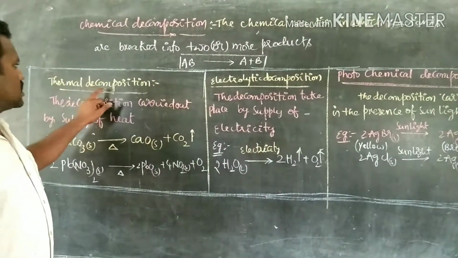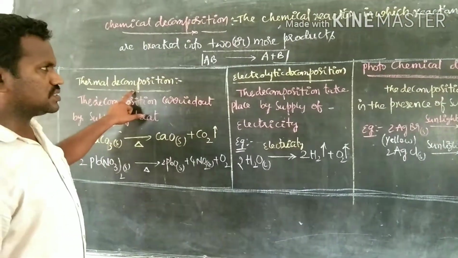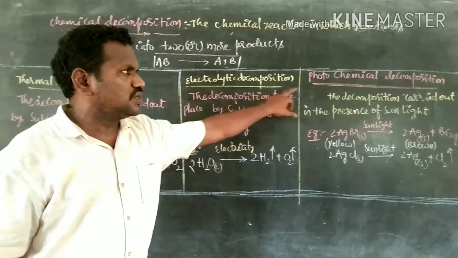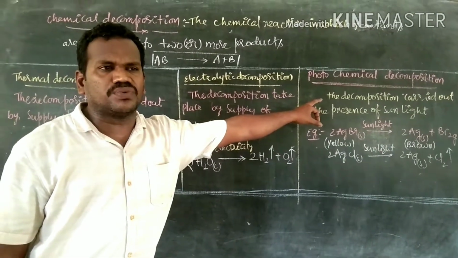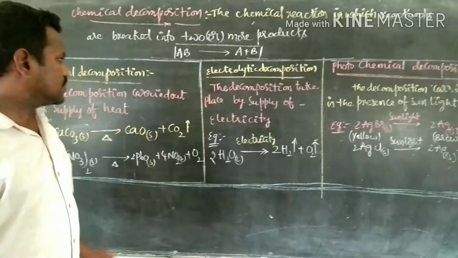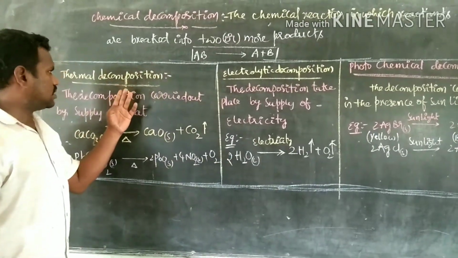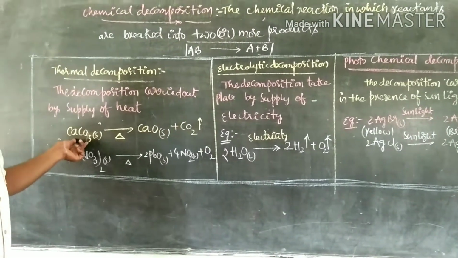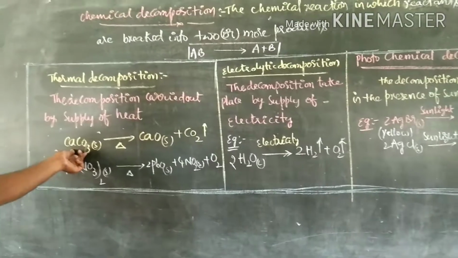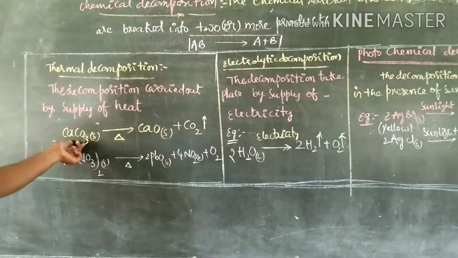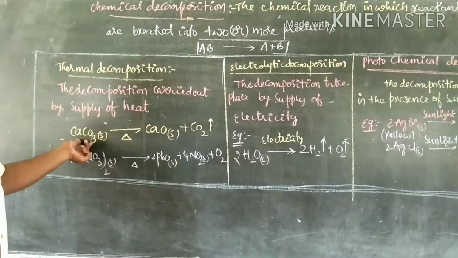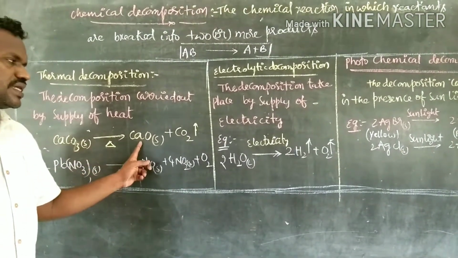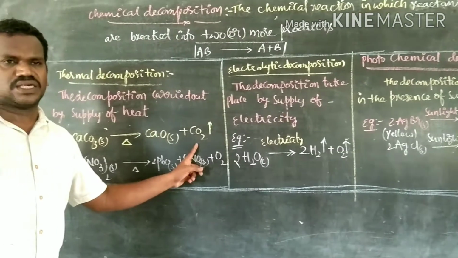There are thermal decomposition reaction, electrolytic decomposition reaction, photochemical decomposition reaction. First, we discuss the thermal decomposition reaction. Take a small quantity of calcium carbonate in a test tube, and if you heat that calcium carbonate by using a Bunsen burner, it will give calcium oxide and carbon dioxide.